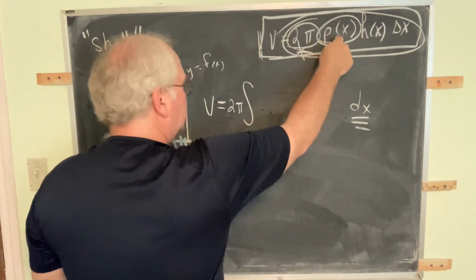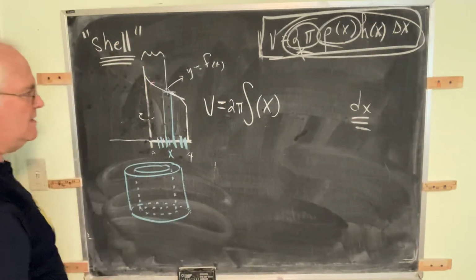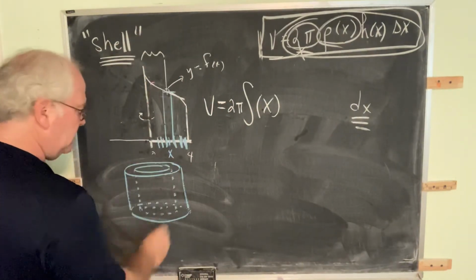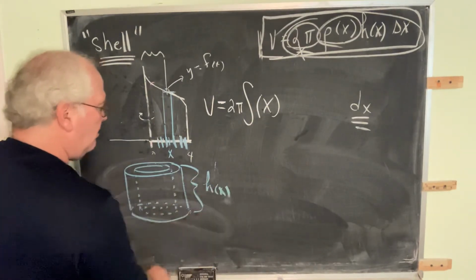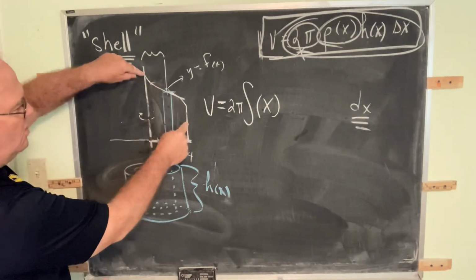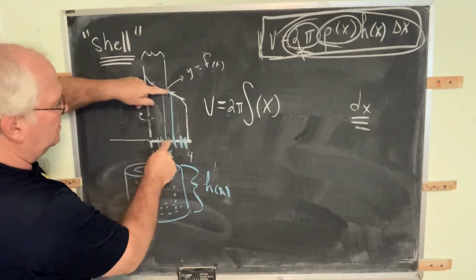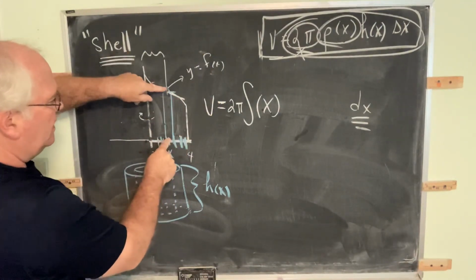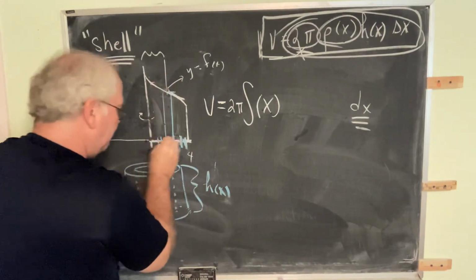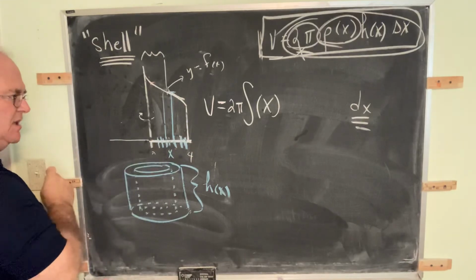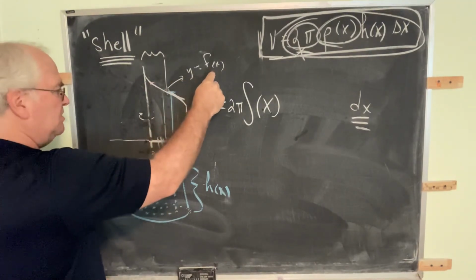The radius, that's the x-coordinate. Now I need the height, which is that distance. This is the height function. Well, the height changes depending upon where you are. But I know what this height is. That distance is the function value. Right? More generally, it is the top minus the bottom. It's just the bottom happens to be 0. So in this particular case, that height is simply the function value.